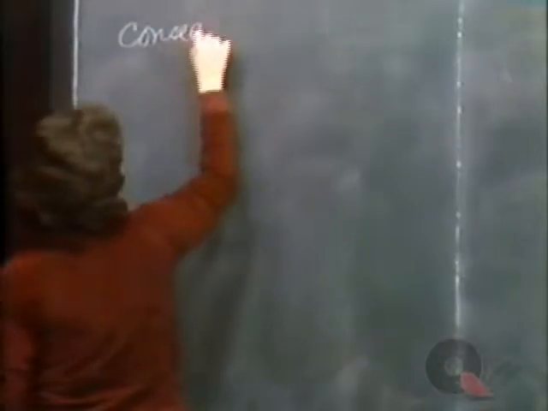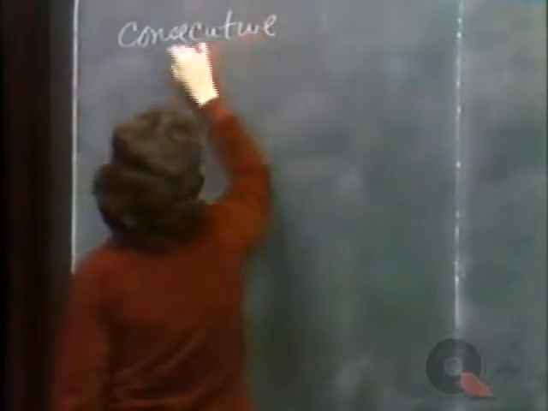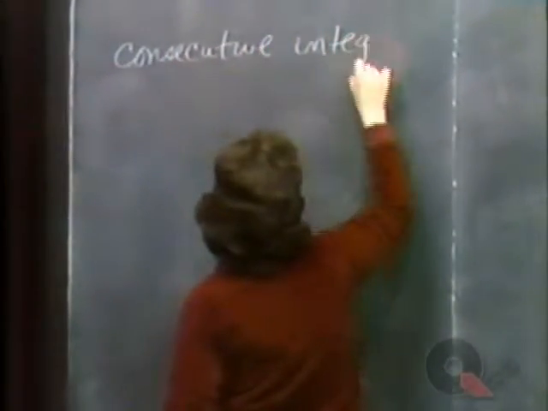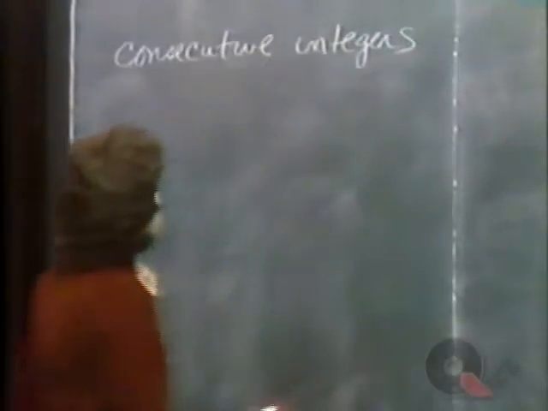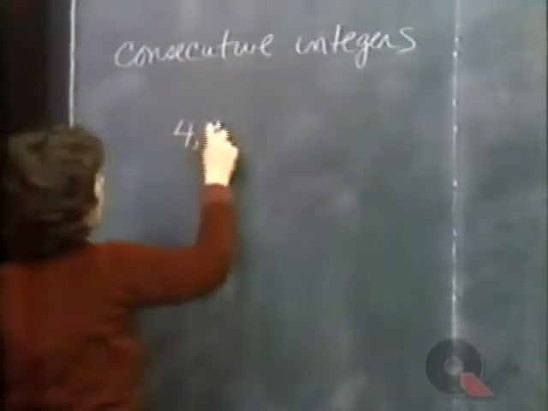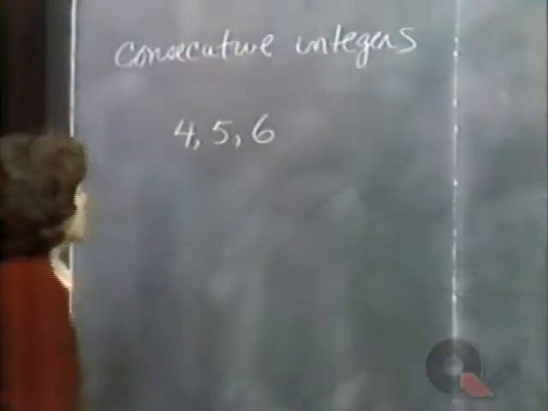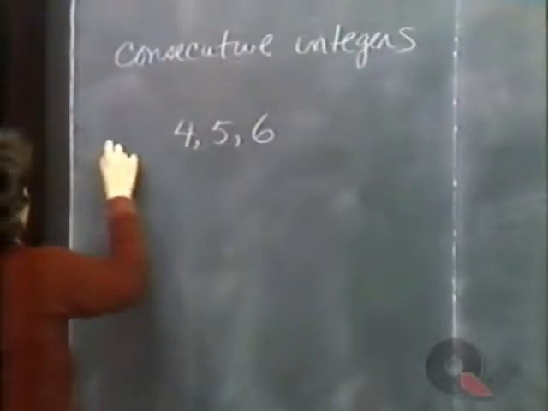When I say consecutive integers, I mean the integers that come right after each other. Consecutive integers, integers that come one after the other. For example, 4, 5, and 6 are consecutive integers.